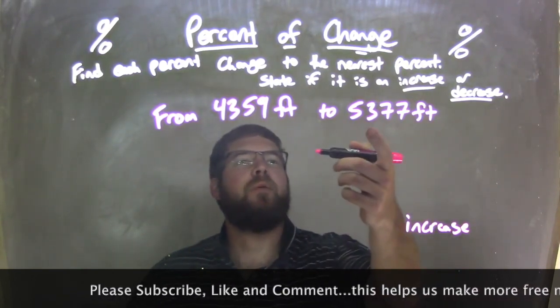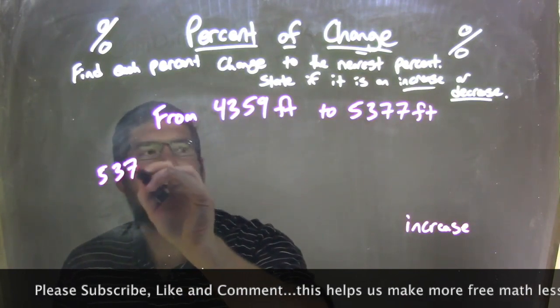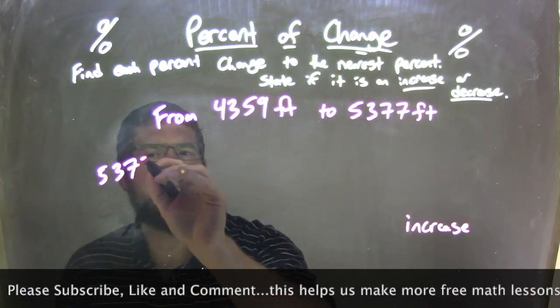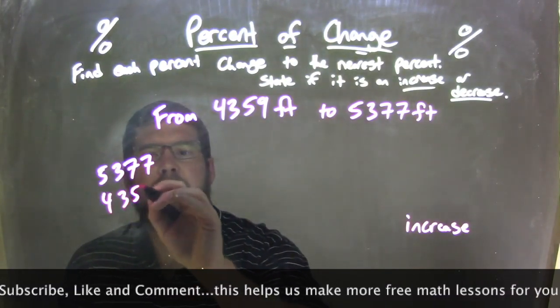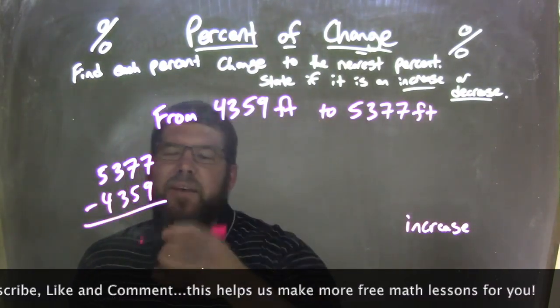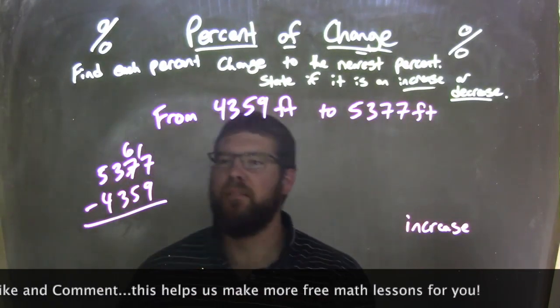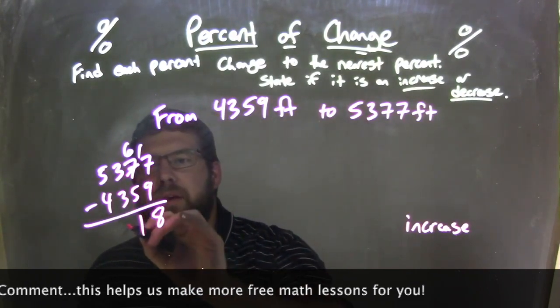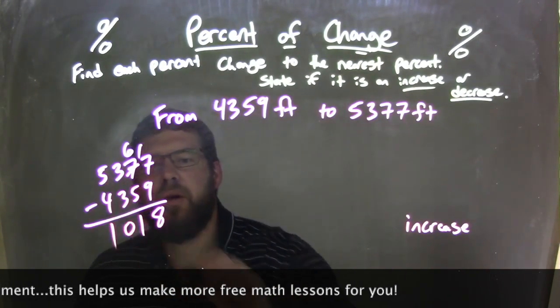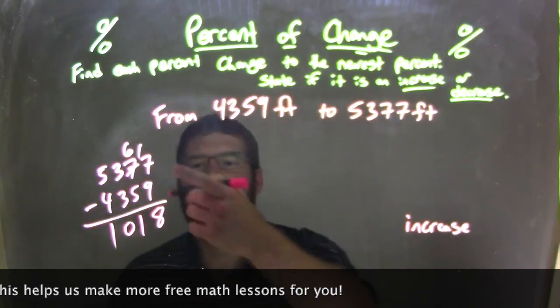All right. So we take the top number minus the bottom. 4, 3, 5, 9. Subtract them. 7, 9. Oh, can't do that, right? So I take a 7, make it a 6. 17. 17 minus 9 is an 8. 6 minus 5 is a 1. 3 minus 3 is a 0. And 5 minus 4 is a 1. So we have 1,018 as our subtraction answer here.